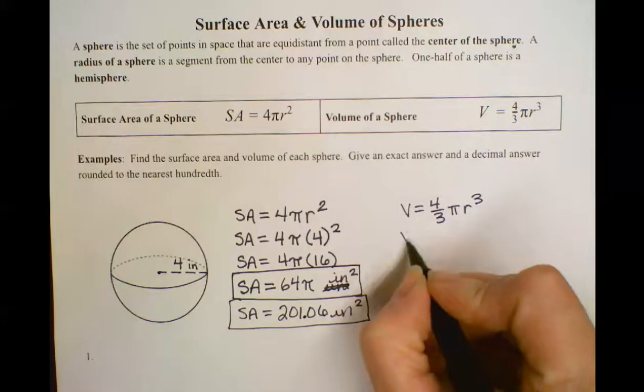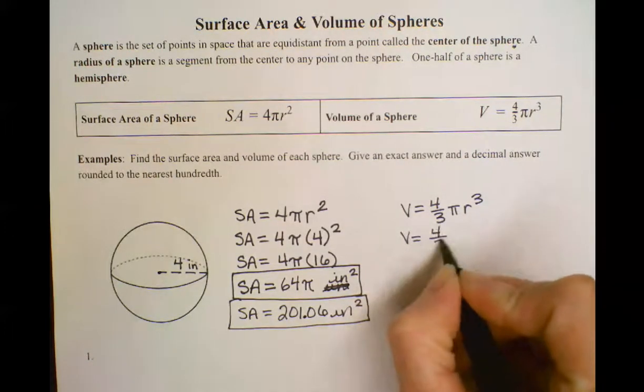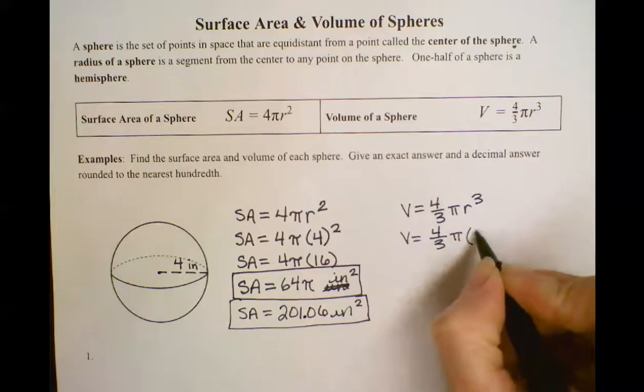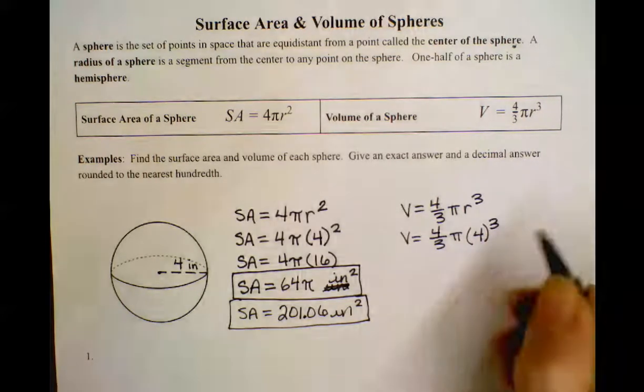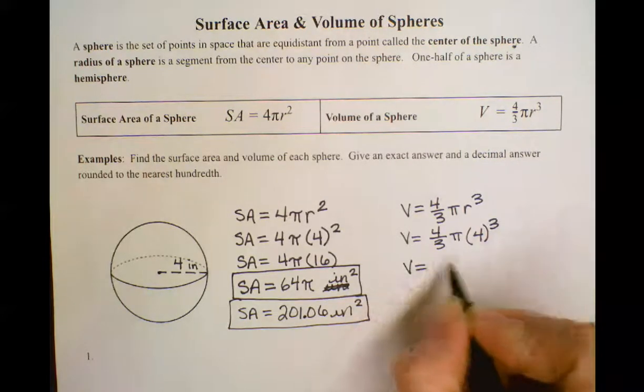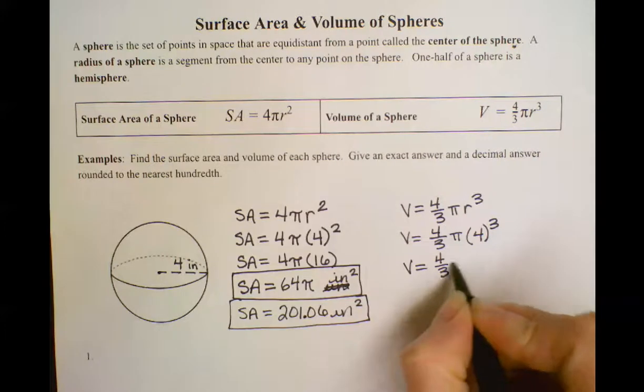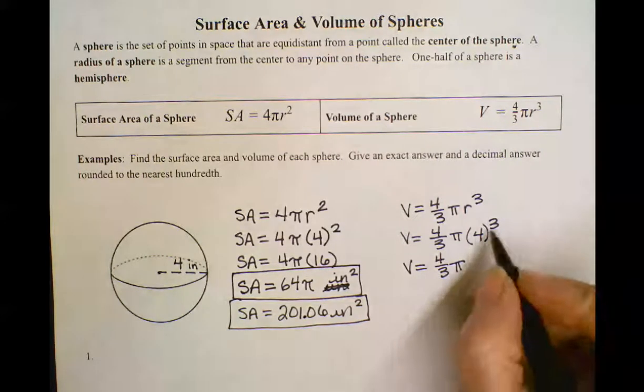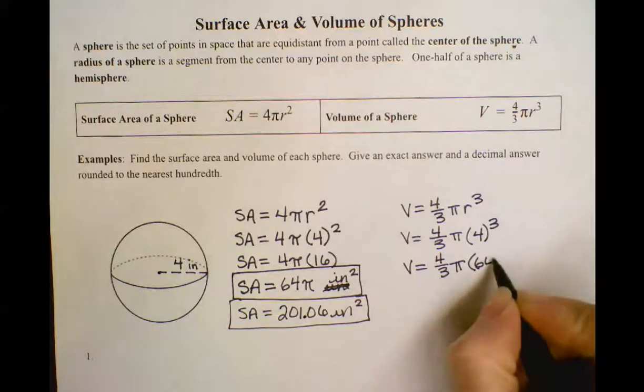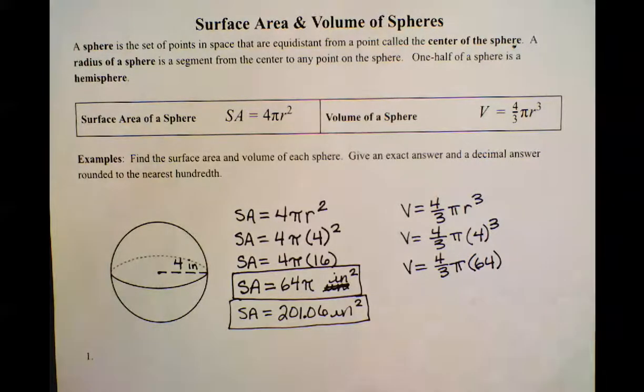Substitute the same value of r that we've had before, the 4. 4/3 pi times 4 cubed. Here again, it is only the 4 that's being cubed, not the 4/3 or the pi. So 4 times 4 is 16, times 4 is 64 for that 4 cubed.